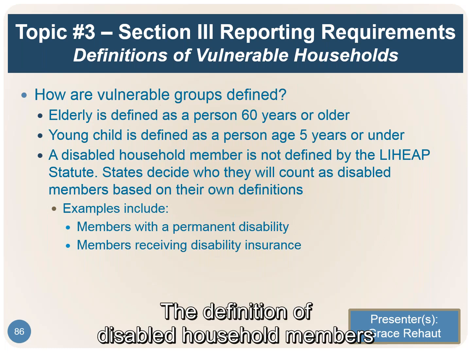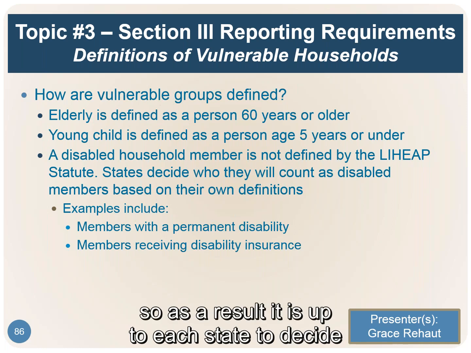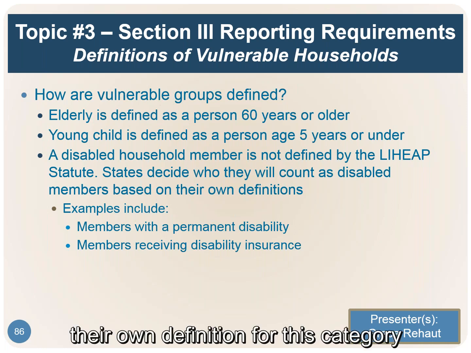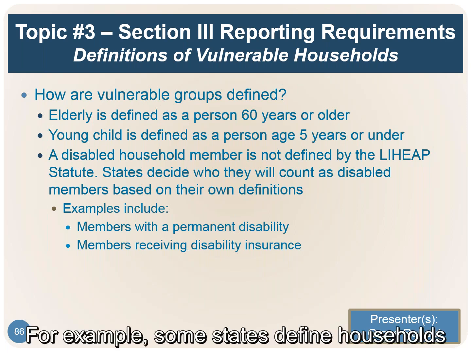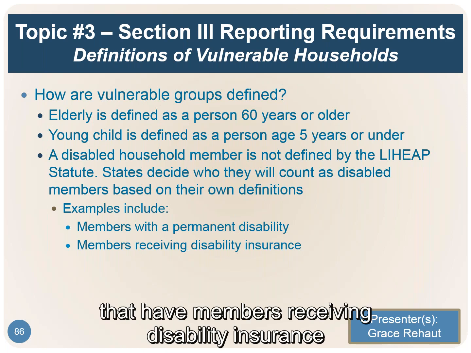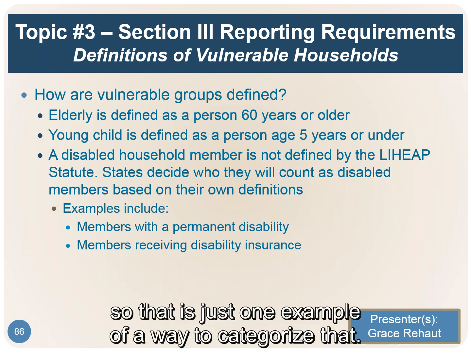The definition of disabled household members is not laid out in the LIHEAP statute. So as a result, it is up to each state to decide their own definition for this category. And that should be laid out in the model plan. For example, some states define households that have members receiving disability insurance as disabled vulnerable households. So that is just one example of a way to categorize that.